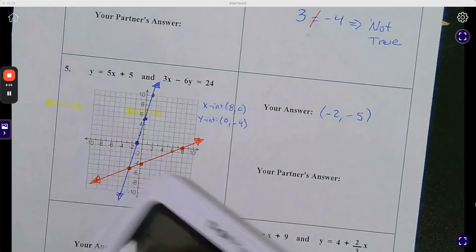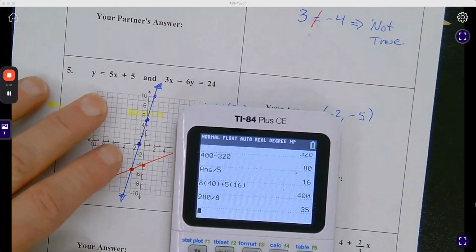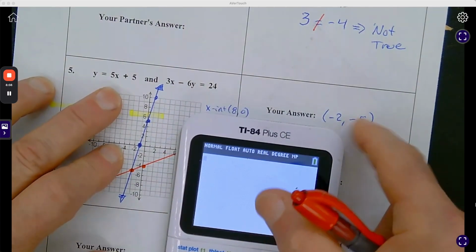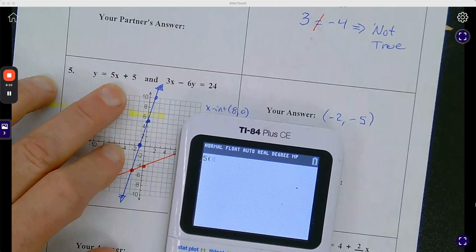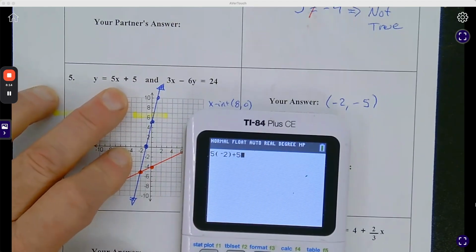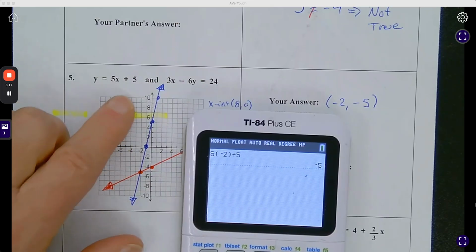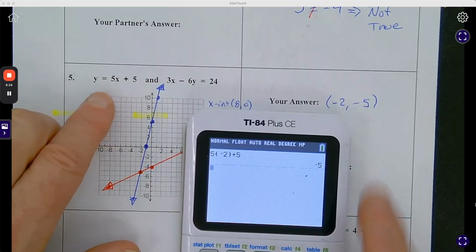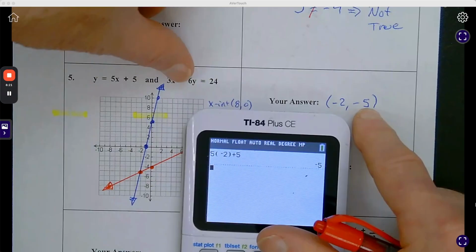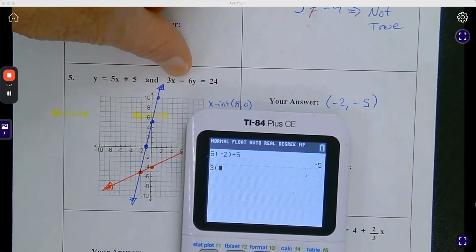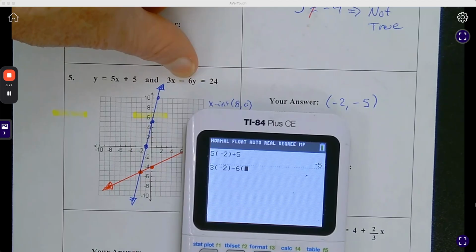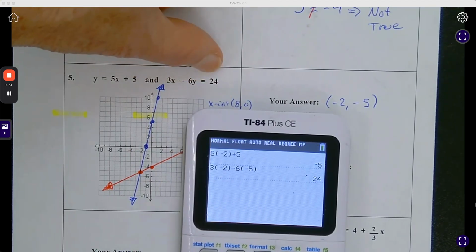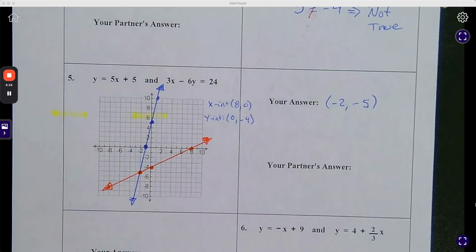You know how I know? Because I substituted in and checked it. So look at this. If I take that x value of negative 2 and put it right there, see how I get negative 5, which is the y value right there? Here, when I put the negative 2 in for x and then the negative 5 in for y, now when I simplify that, it should equal 24. And it does. That's how I know I got it right.